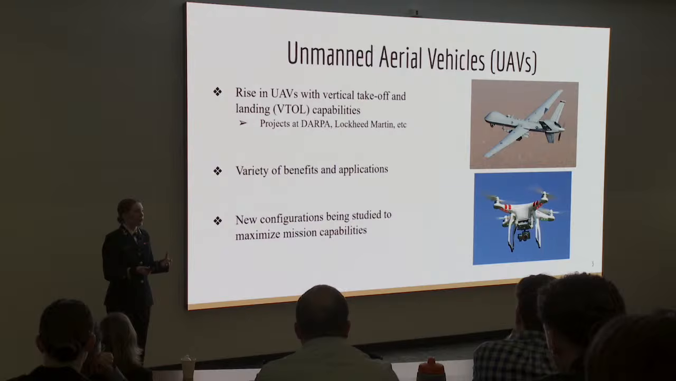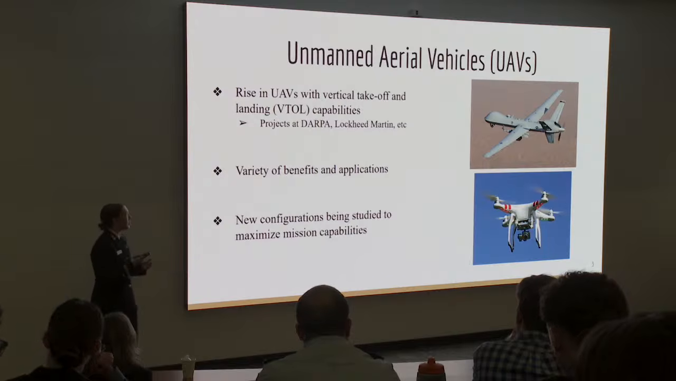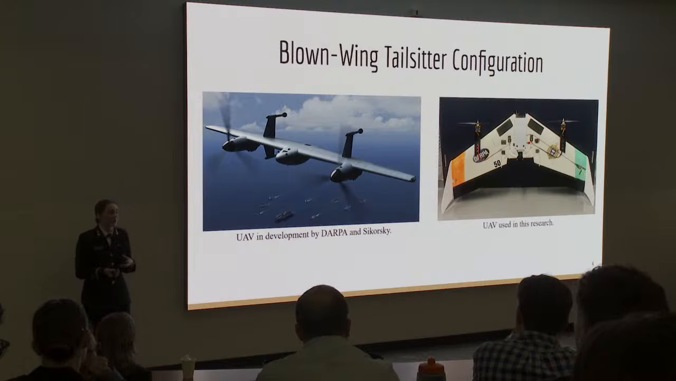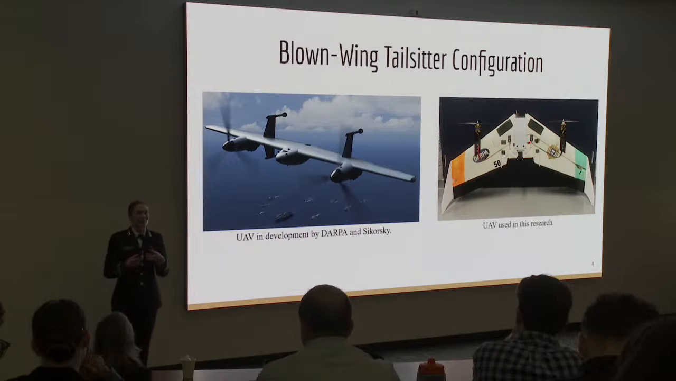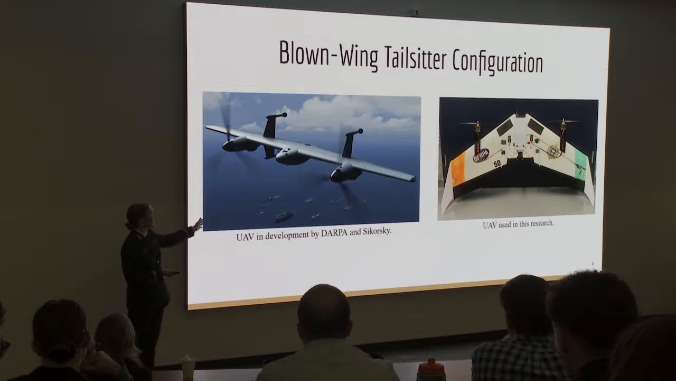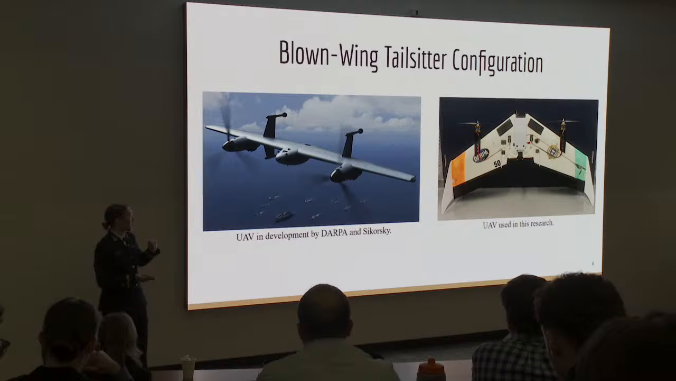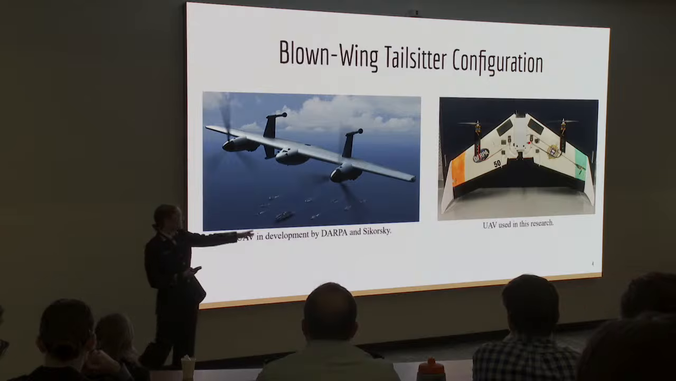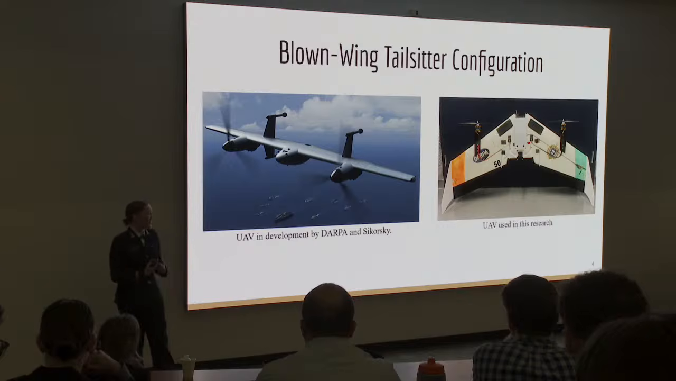As I said, with the growth in UAVs and the variety of missions they support, there's constant development of new configurations and new modes to optimize performance. One of these relevant configurations is the blown wing tail sitter. This is a relatively novel configuration, which means there's not a lot of flight test data readily available for it, but it is super prevalent. On the left is a computer-rendered image of a UAV currently being developed by DARPA and Sikorsky, which is a Lockheed Martin company. As of May 2024, they had begun the preliminary stages of design and development, which shows the relevance of this configuration. And on the right, that's my UAV. That's what we used in this project.